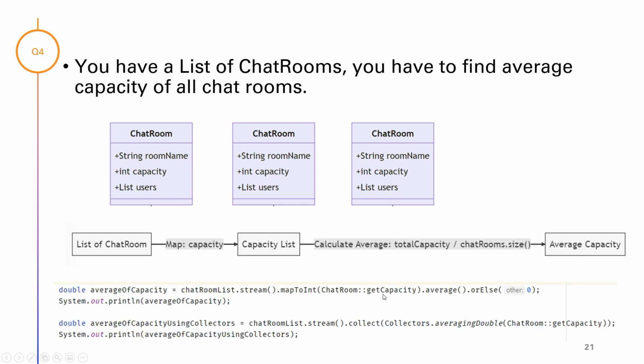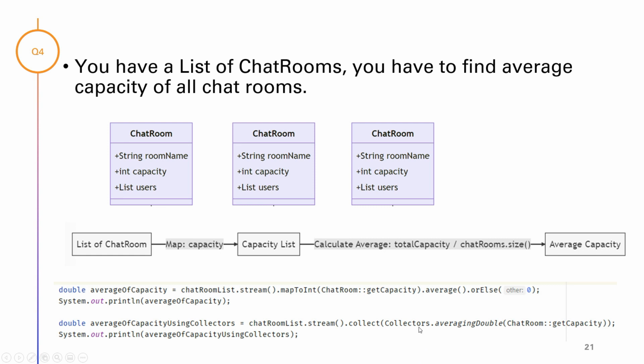Okay, at that time you can use mapToInt. See, do you observe how much the mapToInt function helps us here? To get the sum, to get the average, to perform any operations on the IntStream, I can use mapToInt here, right? So from the chat room stream, I will get a capacity stream. On top of that, I can perform average.